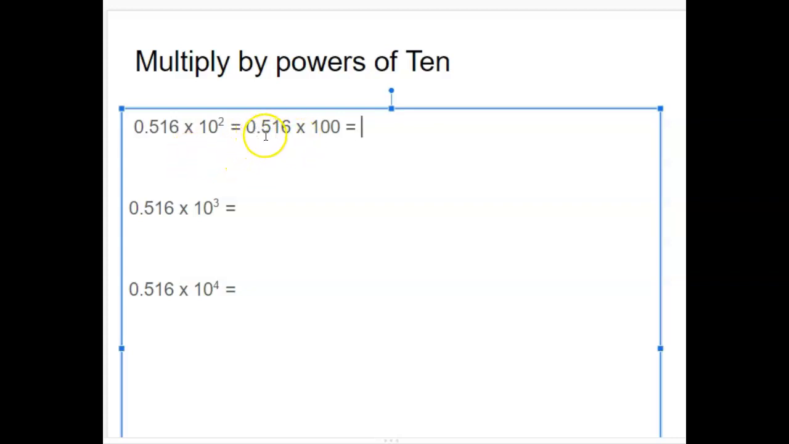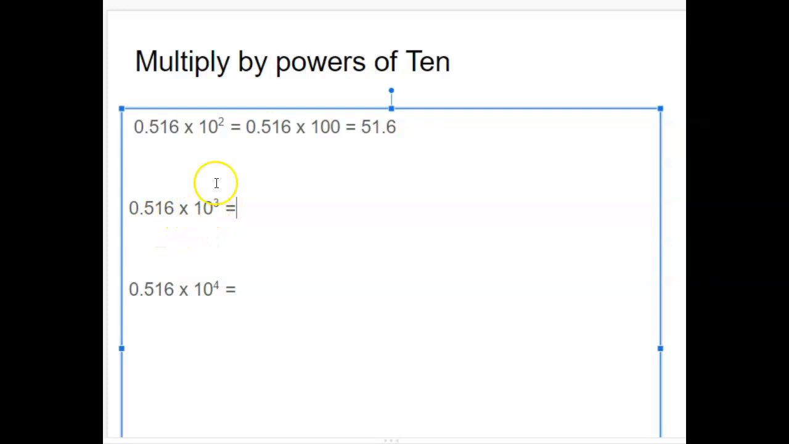Well, yes, it would be going to the right. So if I'm multiplying 100, I have 2 zeros. Or if you look at your exponent, it's 2. So I know that I need to move my decimal point 2 times to the right. 1, 2. So 0.516 times 100 equals 51.6. Okay, I don't need to add more zeros after that. And that's my answer for that one.